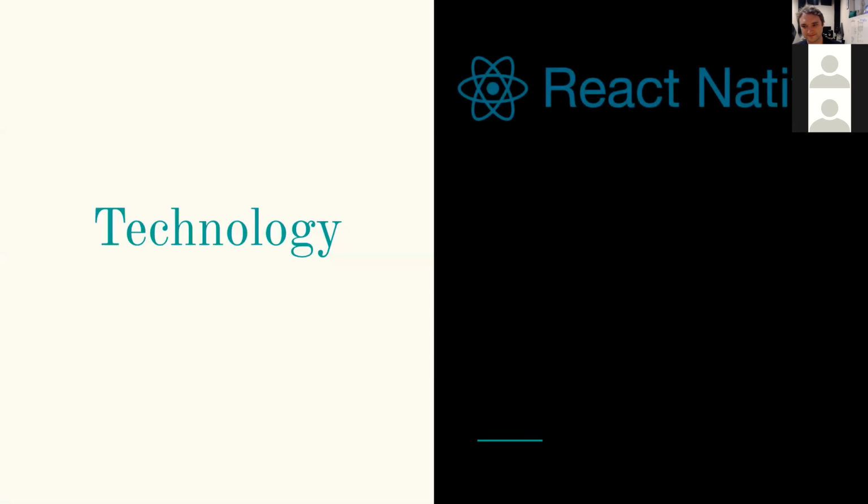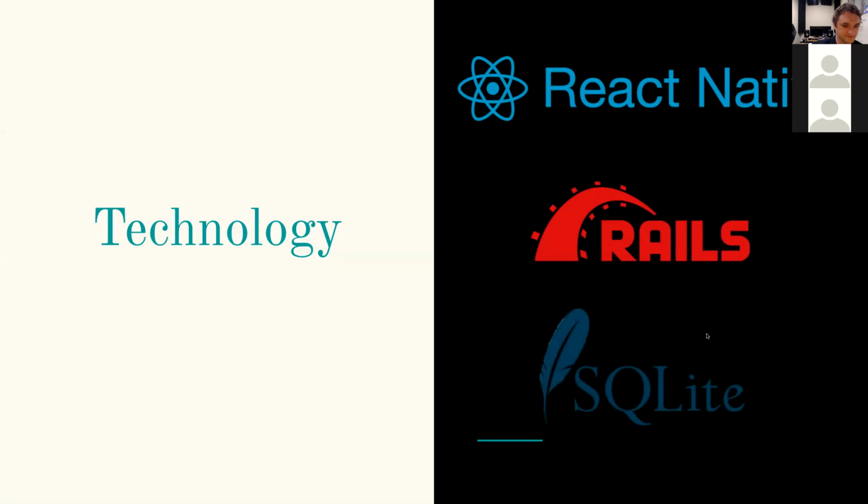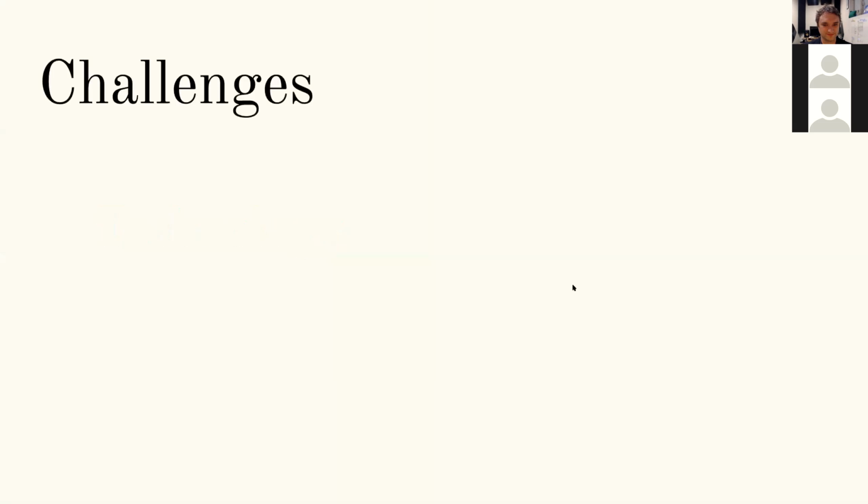And so the technologies I used were React Native for the front end, Ruby on Rails for the back end, and SQLite for the database. Some of the challenges I faced were learning a new language. It was pretty difficult, but with a little bit of researching and Googling, I was able to overcome some of the obstacles. And also, some of the styling was pretty difficult for a mobile app.